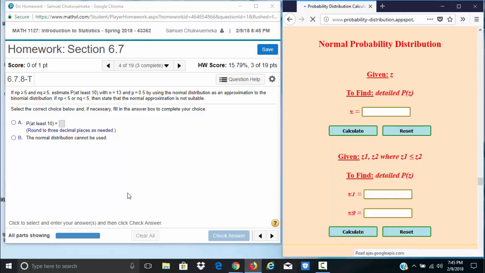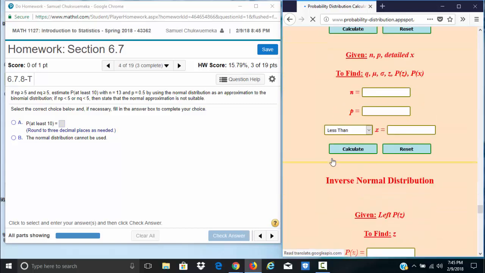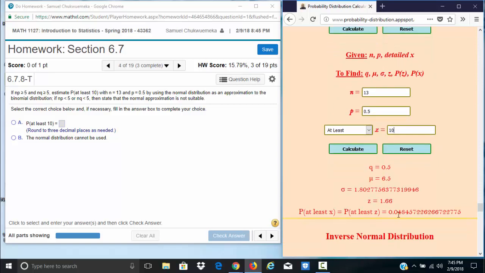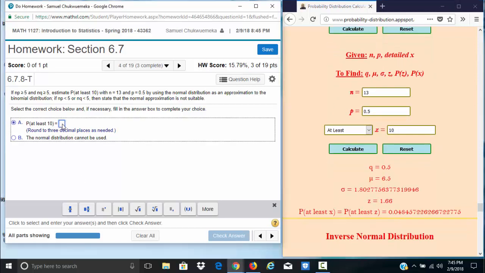Okay, so the next one, n is 13 and p is 0.5. At least 10. So you put at least, x equal to 10. I can press enter. So to 3 decimal places, this will be 0.048.